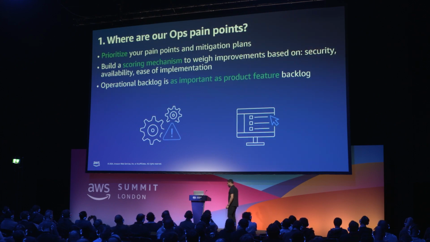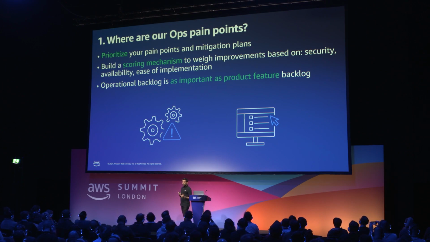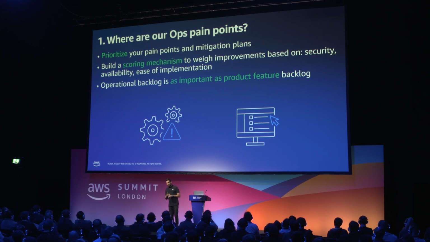Ops pain points. So over here, we are talking about identifying the pain points and then prioritizing them and putting them in a product feature backlog. We want to make sure that this is properly recognized. So in AWS, for instance, sometimes our sprint can contain up to 30% of the sprint working on these ops pain points because they are so important for achieving operational excellence.